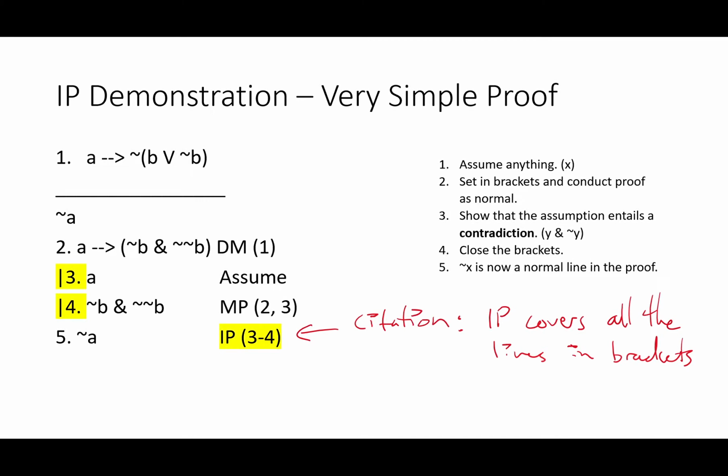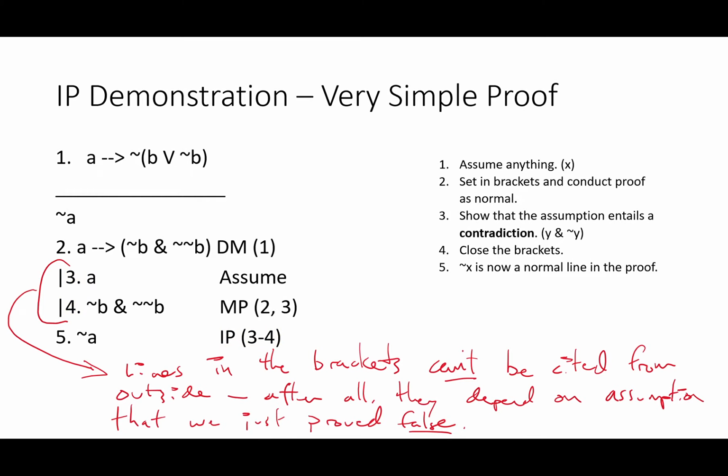Notice our citation. It's got a dash instead of a comma. This means that indirect proof covers all the lines in the brackets. Instead of saying that there's just one or two lines that are evidence to prove that our line is logically entailed, everything inside the brackets is working to do that. Those lines inside the brackets can't be cited from outside. After all, they depend on an assumption, A, that we just proved to be false.